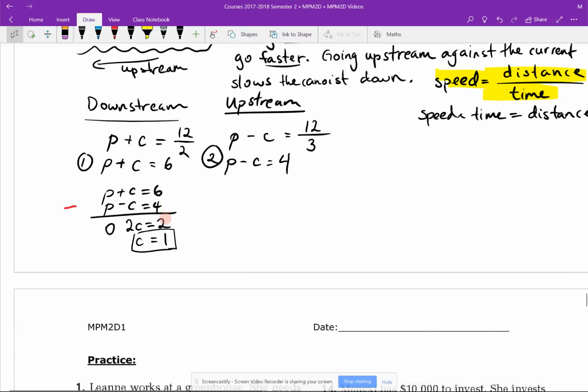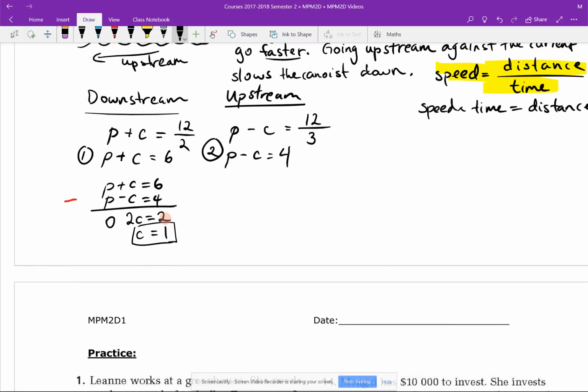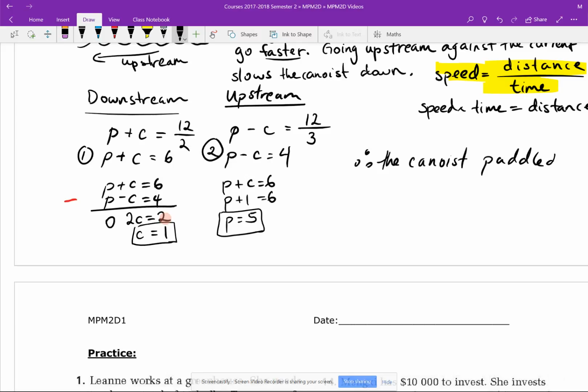Now if I substitute C into equation 1, P plus C equals 6, then P plus 1 equals 6, so P equals 5. There's my paddling speed: I'm paddling at 5 kilometers per hour. And that's my solution. Therefore, the canoeist paddled 5 kilometers per hour, and the current moves 1 kilometer per hour.